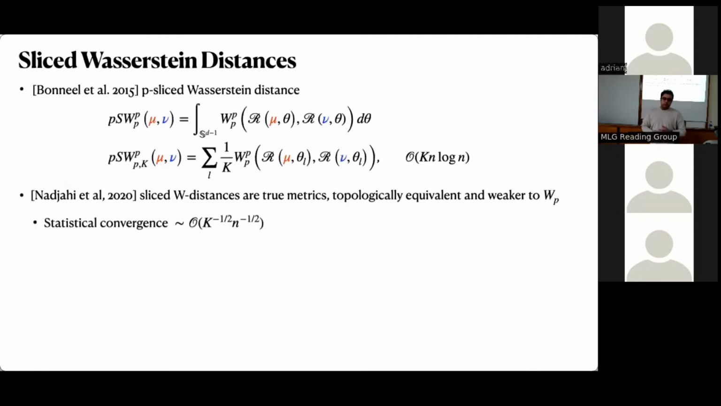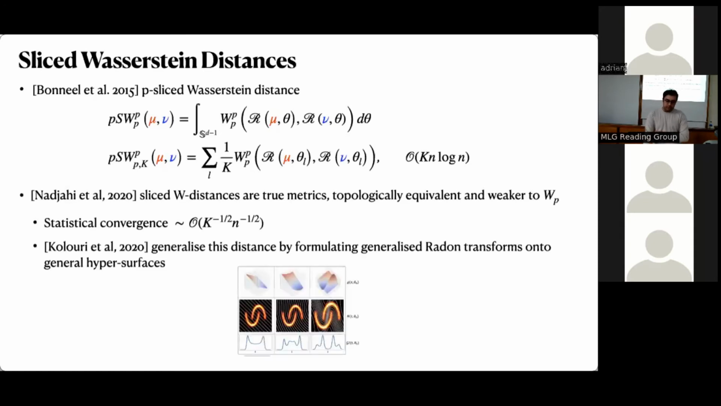The statistical convergence of the sliced distance between two distributions to the two empirical samples from it is actually 1 over square root k because of the Monte Carlo step times 1 over square root n. So it ends up actually being independent of the dimension of your underlying distributions d. The trade-off is that as d gets higher and higher, your sliced Wasserstein space ends up looking worse and worse compared to the original Wasserstein space.